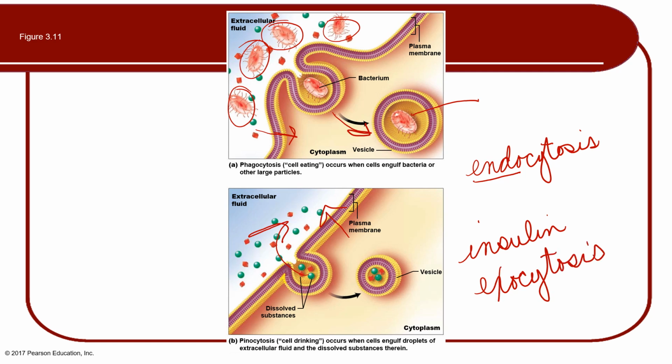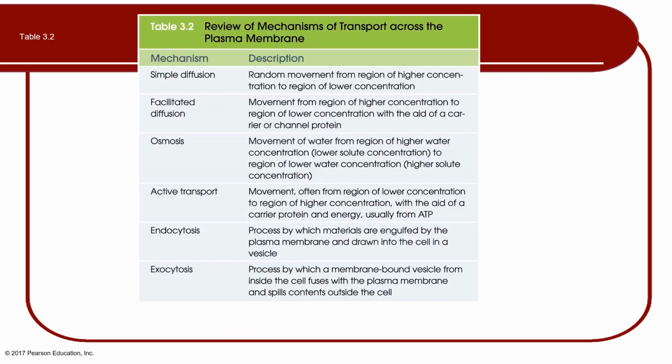So exo means to go out of the cell. So endocytosis is when you bring bulk things into the cell. Exocytosis is when you do bulk movement out of the cell. And they're both active transport. They require energy. This is just a summary of all the different things. I'm not going to go over it now, but it's just for your own use. It kind of summarizes the types of transport across the cell membrane.